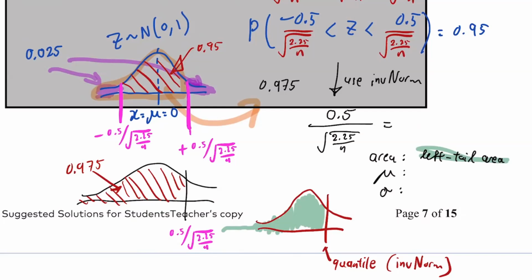What is it? Yeah, so you don't use inverse norm with the area 0.95, by the way. Do not key in 0.95, that's not correct. You should be keying in 0.975 with the left tail area. So let's see what value we get.